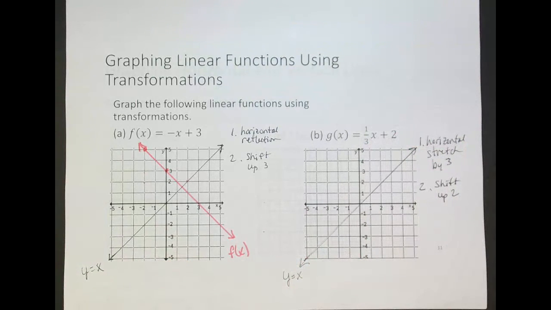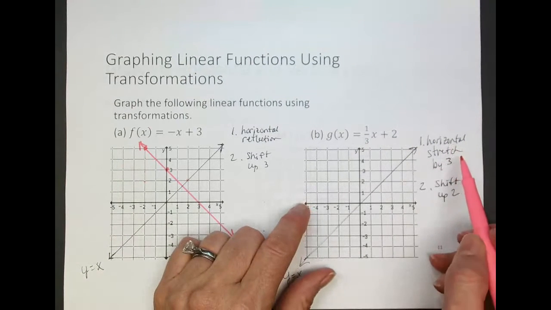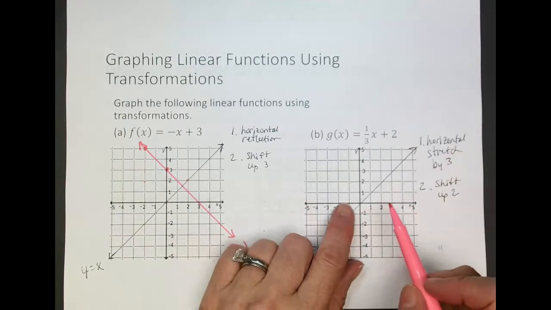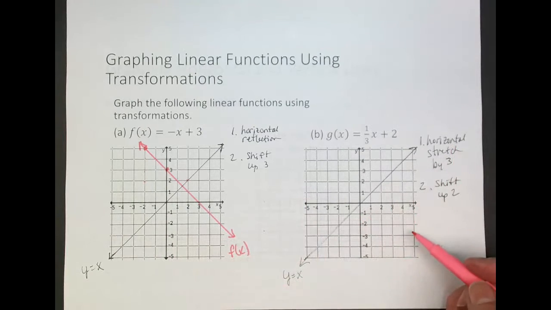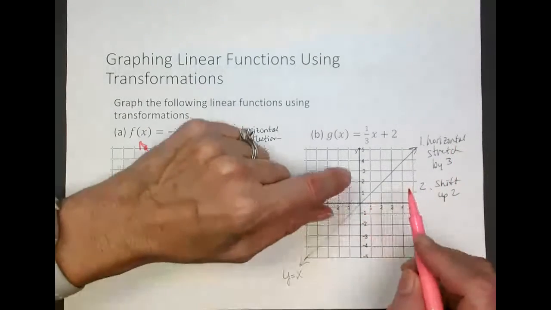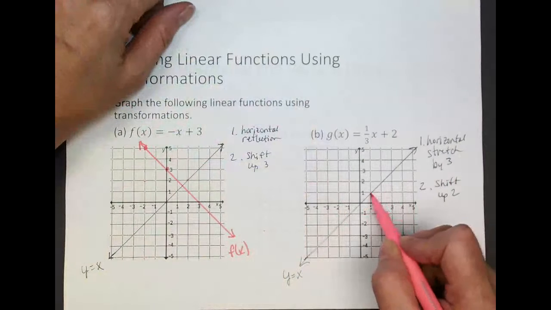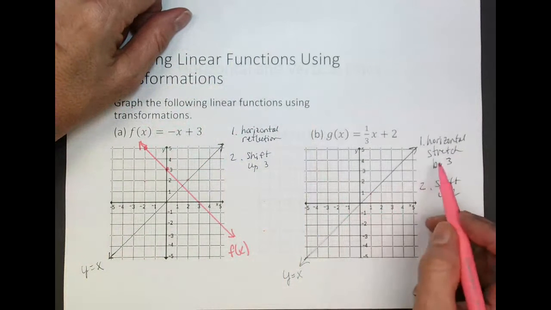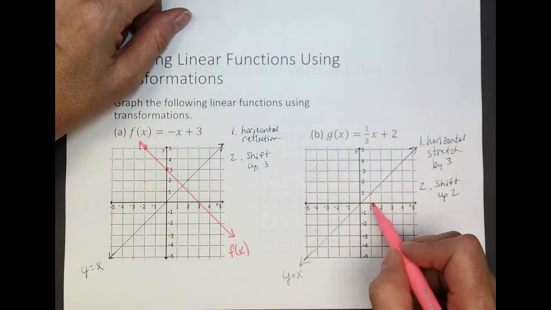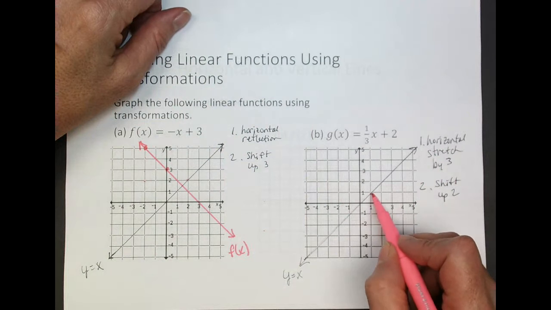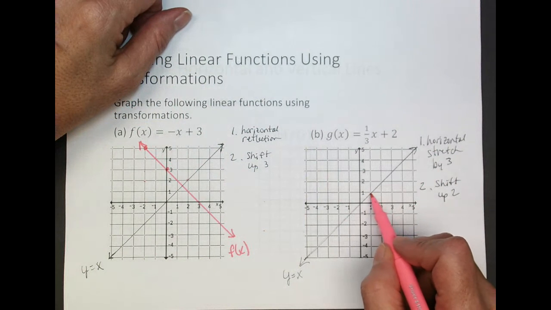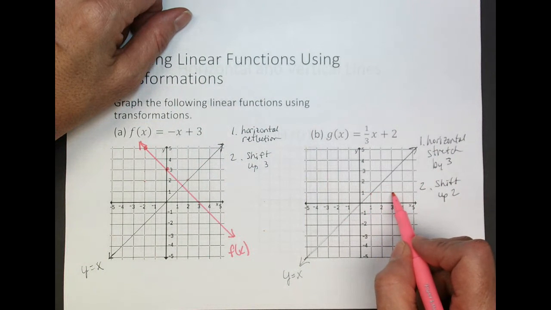And there's our identity function. Now, after the transformations, let's just transform some points. Horizontal stretch by 3. That means we're going to take a point on this line and multiply it by 3. Well, let's see. Let's take this point here. When we're horizontally stretching, we want to multiply the x by 3. 1 times 3 is 3, so this point would then move to here.